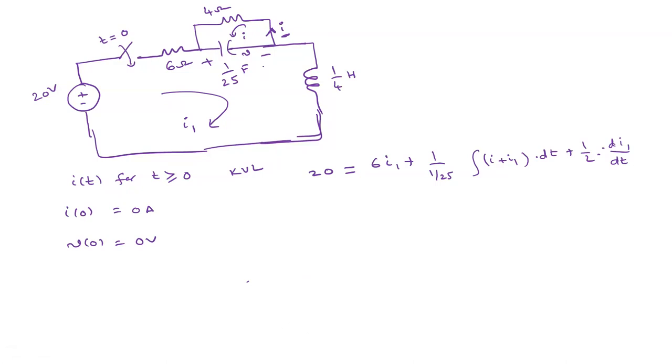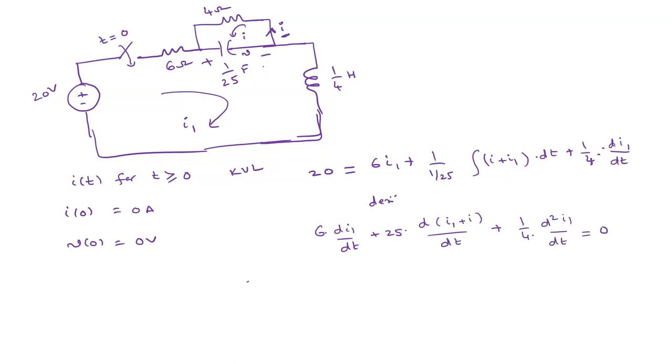Understood? Yes, sir, 1 by 4 di1 by dt. Understood how you have written this? Okay, so bring this into differential equation form by taking the derivative, and tell me what you will get. 6 into di1 by dt, plus 25 into (I1 plus I), plus 1 by 4 into d square I1 by dt equal to 0.